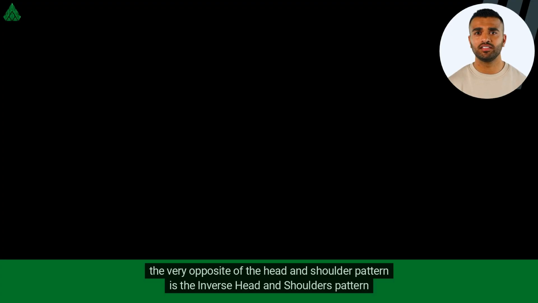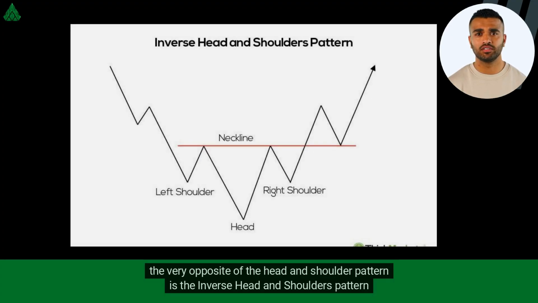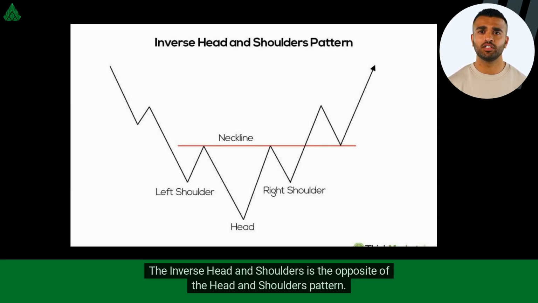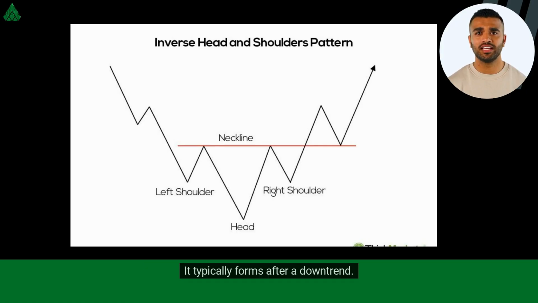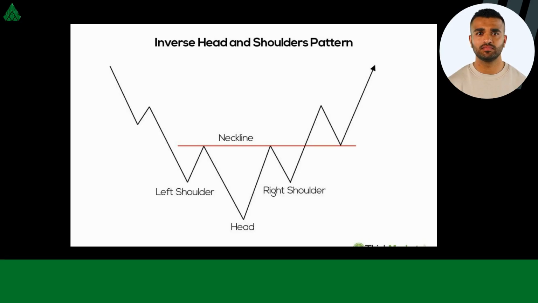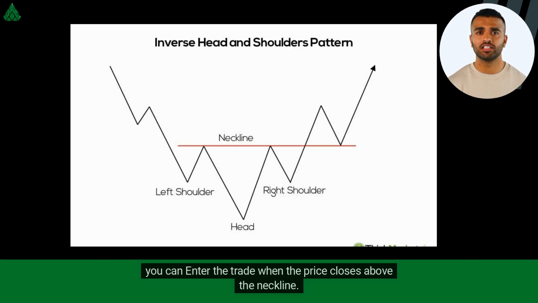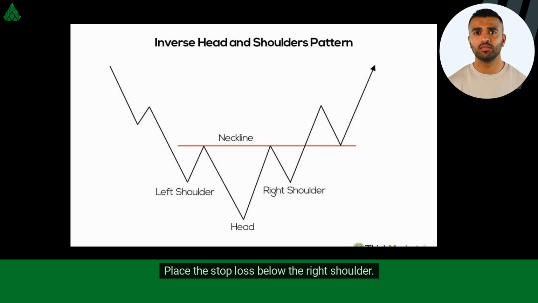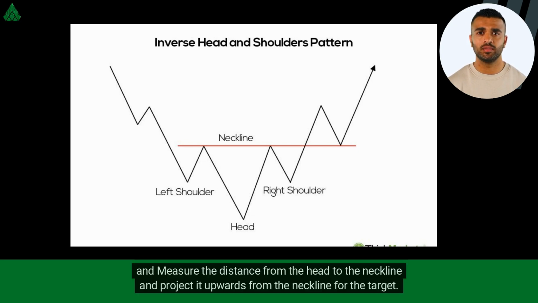The very opposite of the head and shoulders pattern is the inverse head and shoulders pattern. The inverse head and shoulders is the opposite of the head and shoulders pattern. It typically forms after a downtrend. Its confirmation is when the price breaks above the neckline. You can enter the trade when the price closes above the neckline. Place the stop loss below the right shoulder, and measure the distance from the head to the neckline and project it upwards from the neckline for the target.